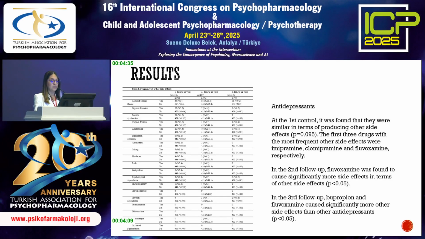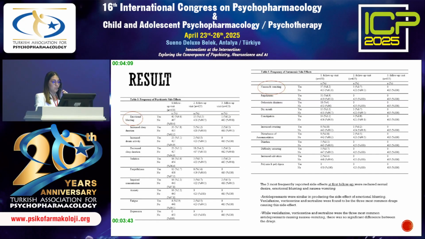So at the first control, it was found that they were similar in terms of producing other side effects. The first three drugs with the most frequent other side effects were imipramine, clomipramine, and fluvoxamine. At the second follow-up, fluvoxamine was found to cause significantly more side effects, and in the third follow-up, bupropion and fluvoxamine cause significantly more other side effects than other antidepressants.